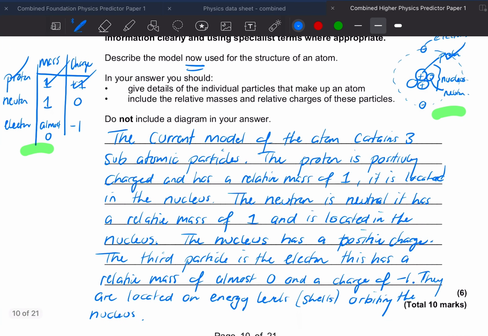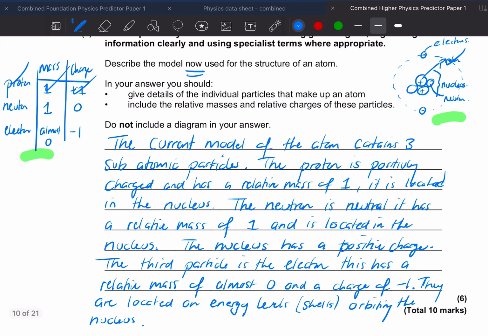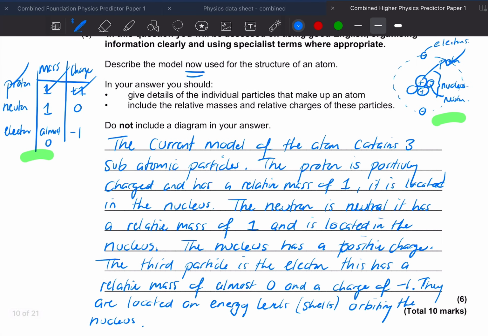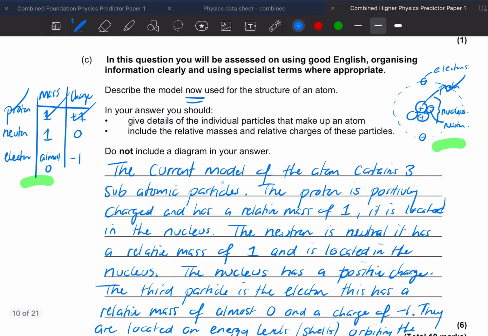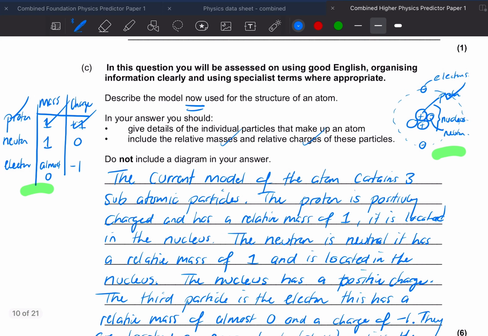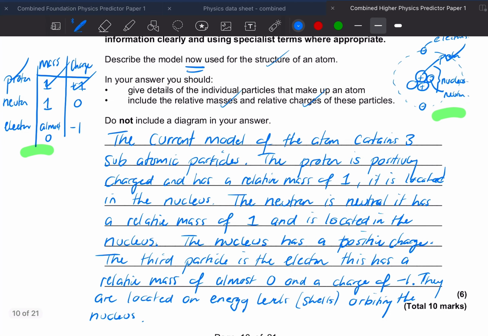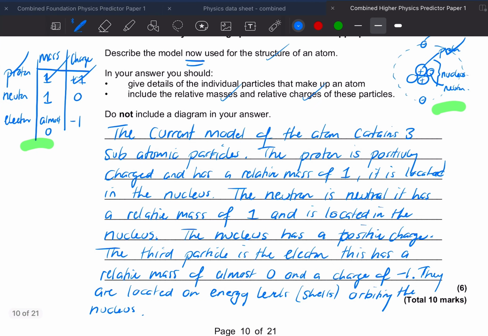Okay, let's see if our answer covers everything. Current model of the atom contains 3 subatomic particles. The proton is positively charged, has a mass of 1, is located in the nucleus. So we've talked about the mass, we've talked about the charge, and we've talked about the structure, as in where things are located. The neutron is neutral, so we've said that. It is located in the nucleus. Yep, so we've got that part of it.